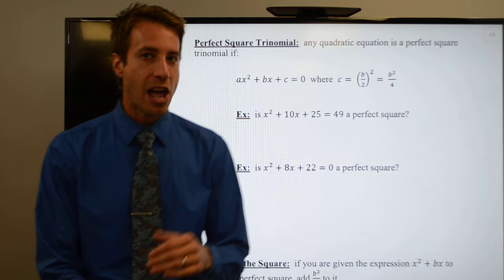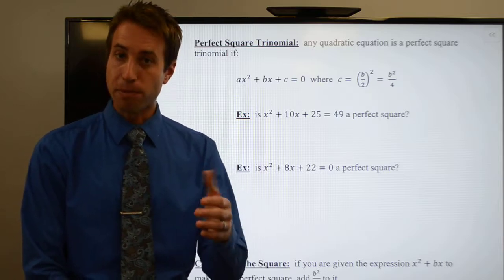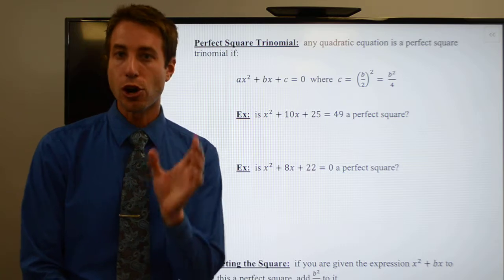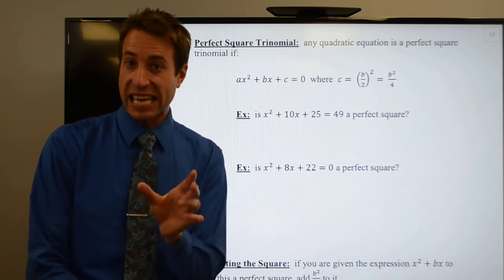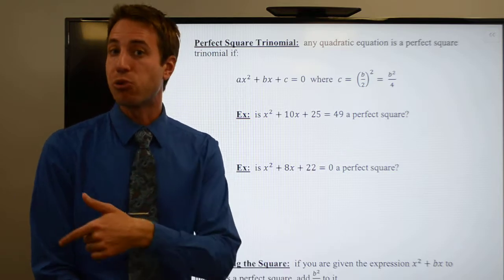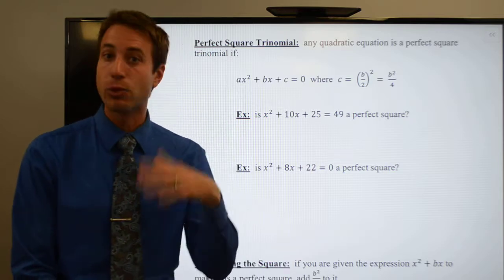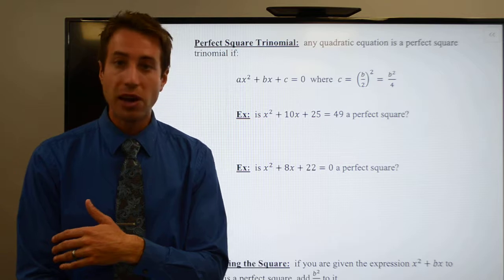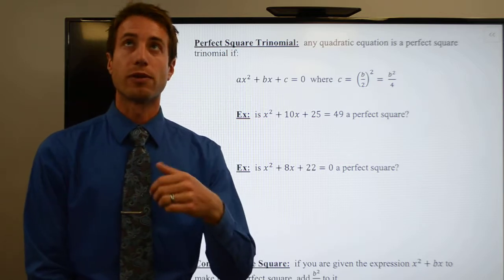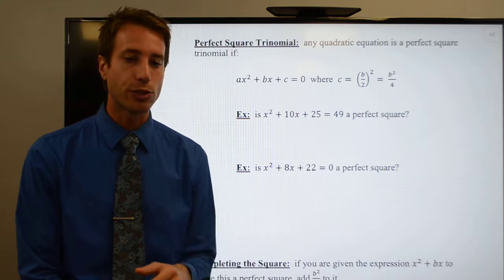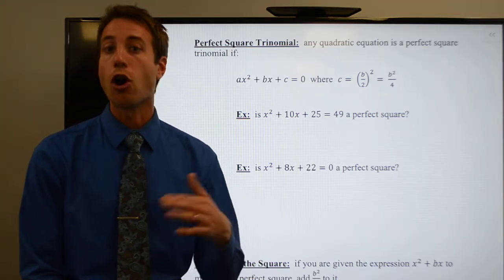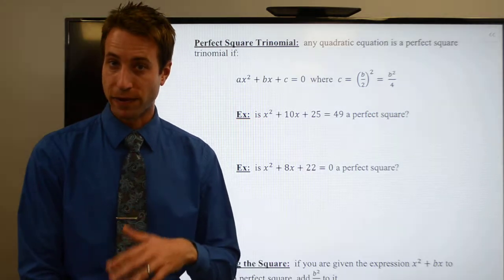And so the idea behind the completing the square method is to turn all of our quadratics into perfect square trinomials, so that what we did on the previous page of the notes when solving, we can do for every problem. The complication that we run into is that not all of the problems that we're going to come across are already perfect squares.